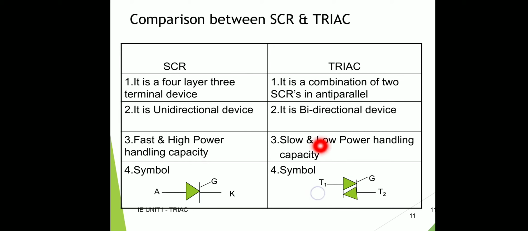And the triac, the switching action is slow, and it has low power handling capacity. The handling capacity of the triac is less compared to the SCR. And now you can see the symbol of it. The SCR has three terminals: anode, cathode, and gate. For the triac also three terminals, T1 and T2 with gate. Right, gate. And these are the comparisons of the SCR and triac.